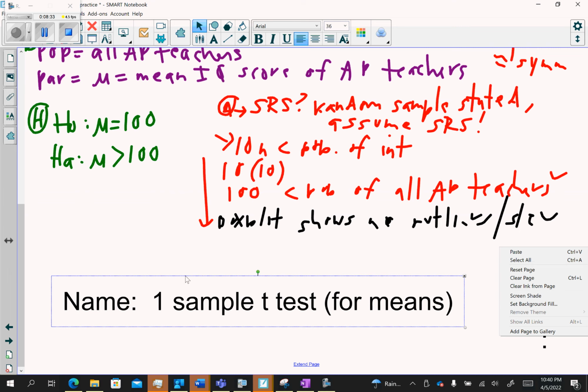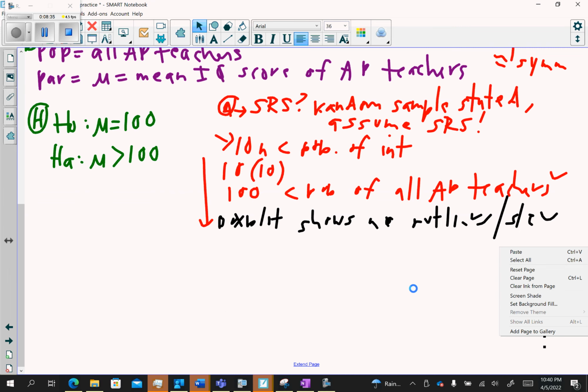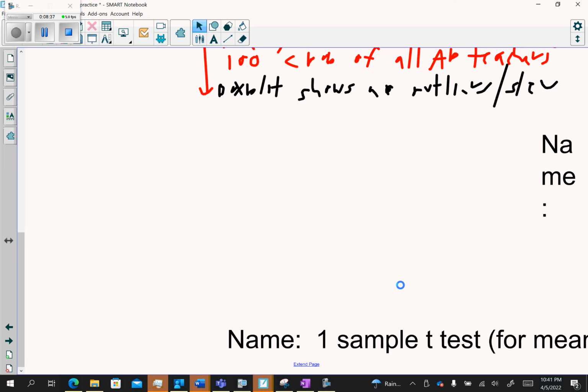All right, let's move on. Oh, where did it go? This is why I don't use the clicky board, because as you can see, it is frozen now. That's great. All right, let's move on.